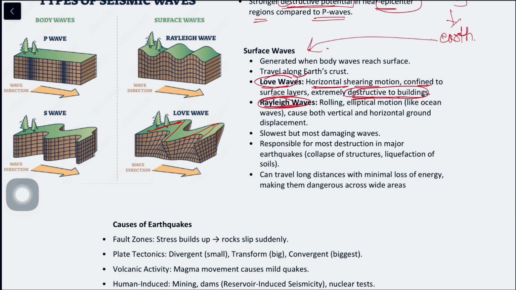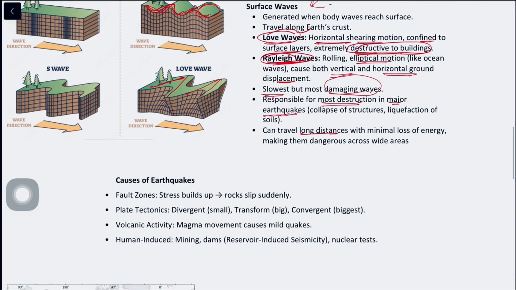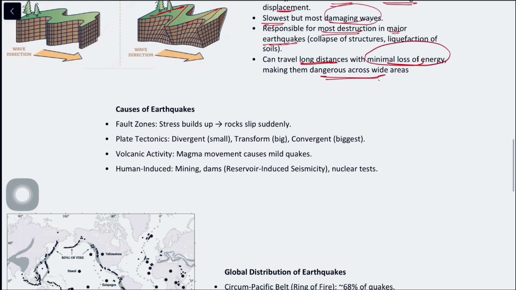And what happens in case of Rayleigh waves? See this image. They will cause the earth to move in an elliptical motion, causing both vertical and horizontal ground displacement, causing more destruction than the love waves. It is the slowest and most damaging wave as well, responsible for the most destruction in the earthquakes, and can travel over long distances with minimal loss of energy, making them dangerous across wide areas, right?